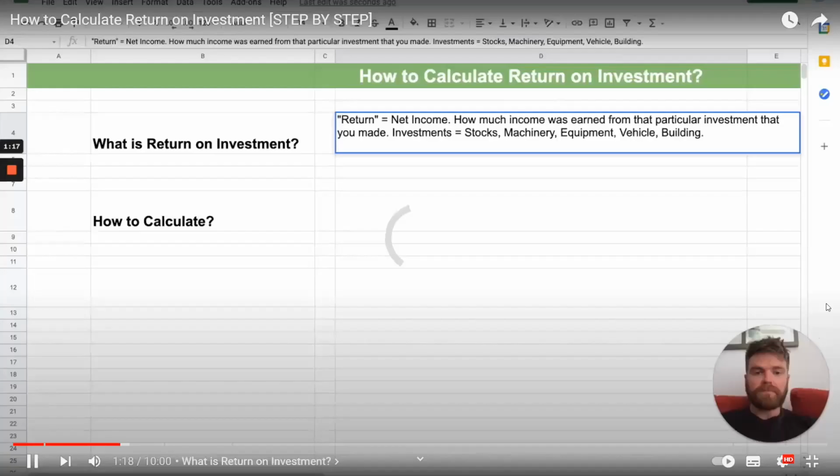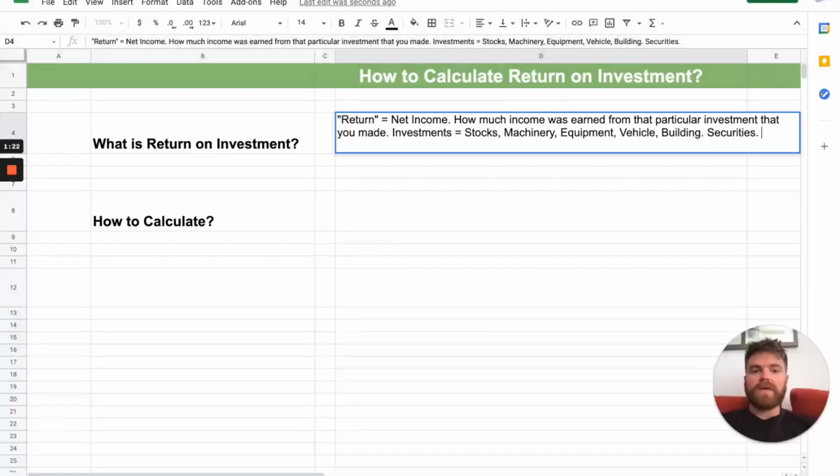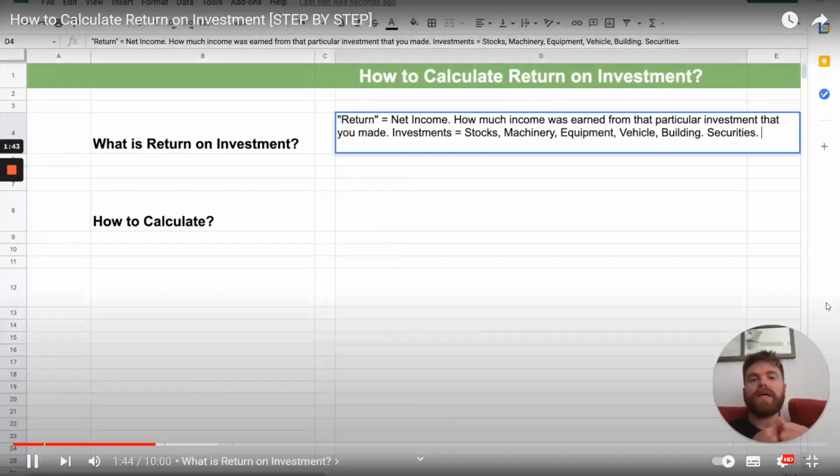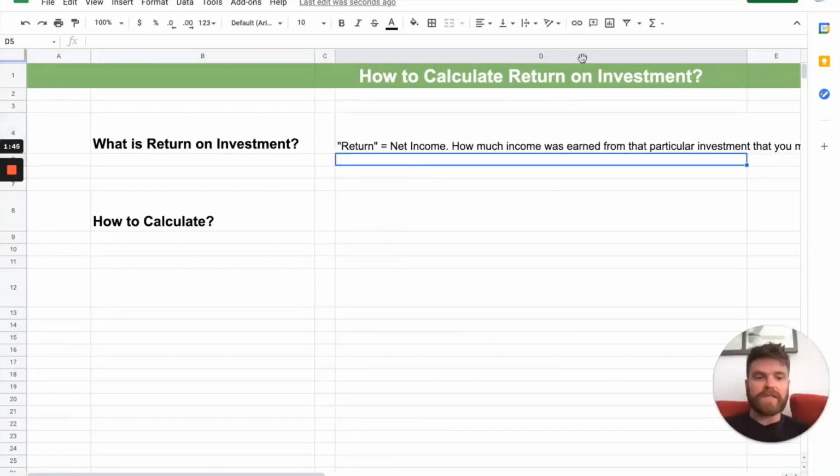Other types of securities as well, so other types of investments like that. So it's really about how much am I making back from what I'm putting in. If I put in $1,000 in the stock market and I make back $3,000, that's pretty good. That's a good return on investment, right? I put in $1,000, I get $3,000 back. We all would do that, right? So that's really what return on investment is. The return means how much income I'm getting back from that investment.